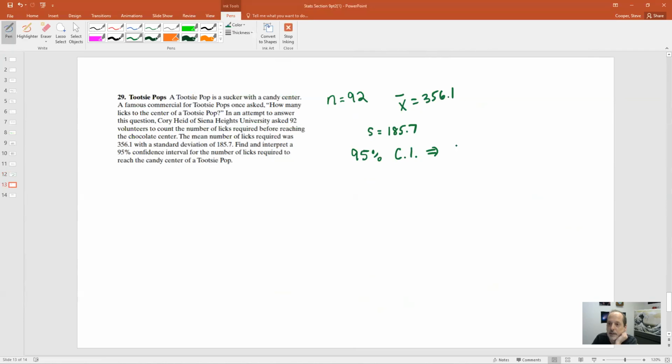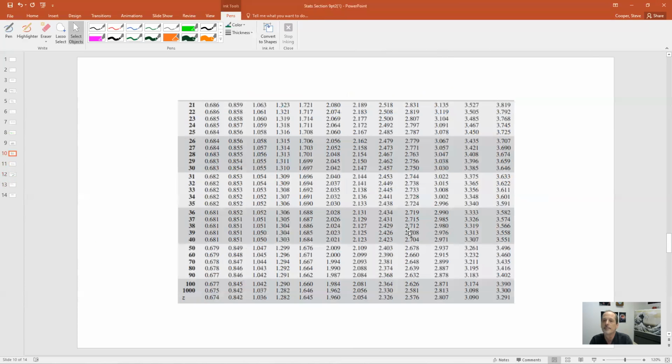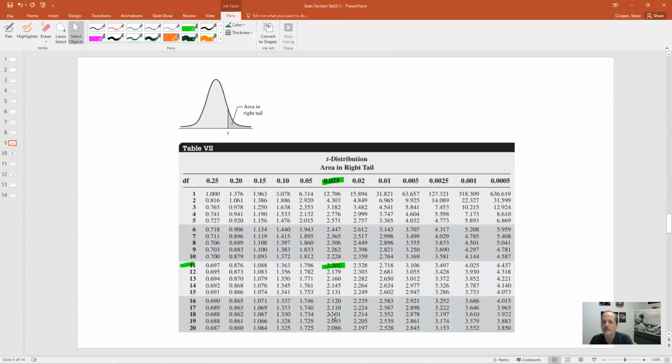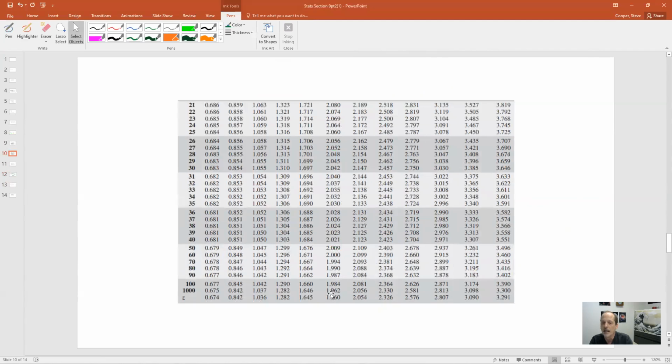And that implies alpha 0.05. So we need t of alpha over 2 using 91 df, 92 minus 1. So let's go take a look. So 0.025, and we don't have 91, but we got 90, so that'll be close enough. Or you could, yeah, that's close enough. 1.987.